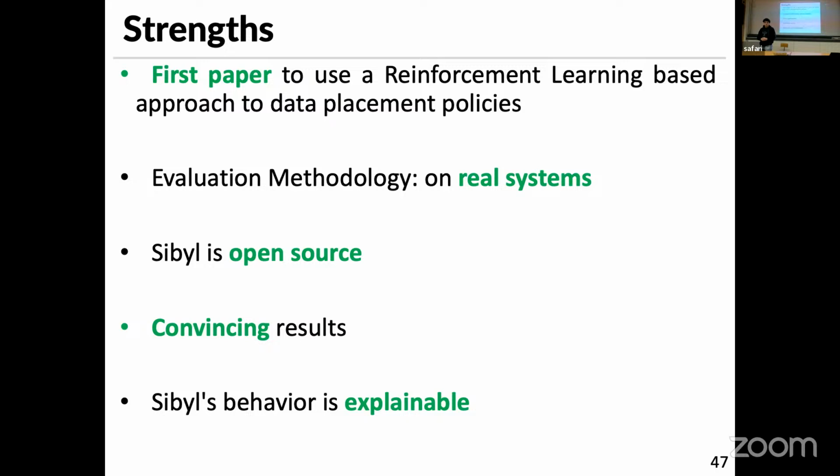Another good thing about Cibil is that its behavior is explainable. So it's not just some machine learning model that's a black box, where from the behavior you just cannot guess what the patterns are, what it's doing, but somehow it still has a good latency. But through experimentation, you can actually recognize patterns and choices of Cibil's data placement policy.